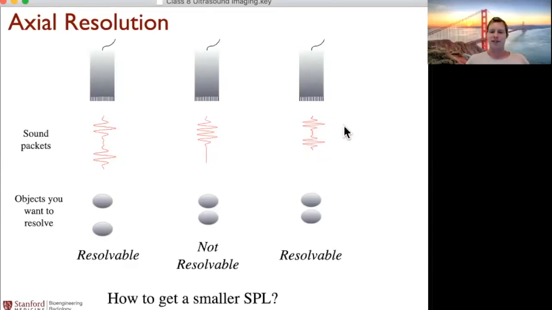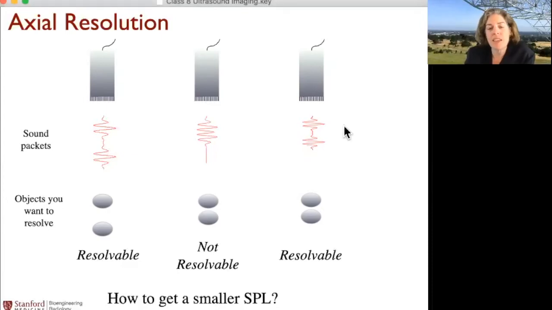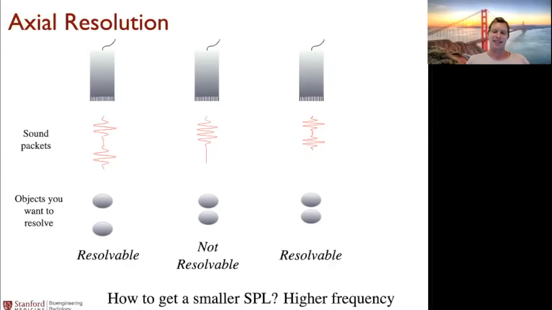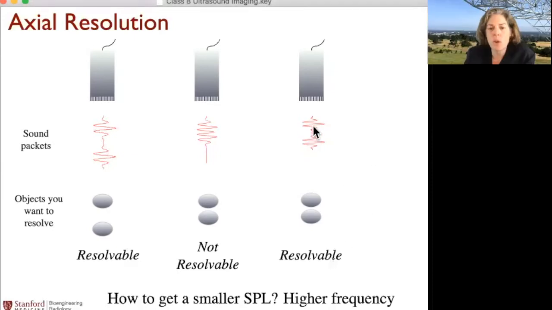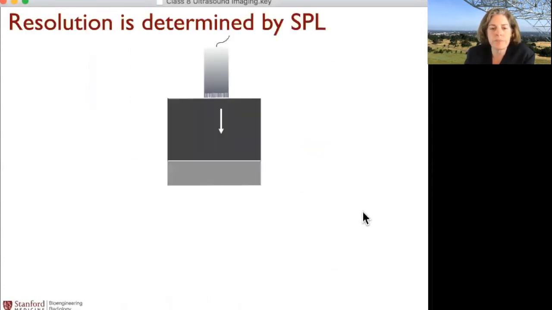Keith? Less cycles or better or shorter ring down time, like higher Q, maybe? Well, those will do the same thing. The shorter ring down time with a lower Q would give you fewer cycles. Yeah. Or you can change the wavelength. So you can use the higher frequency to lower the wavelength. Now your pulses have a smaller spatial pulse length and they look as if they're separate, and now you're going to be able to resolve those objects.